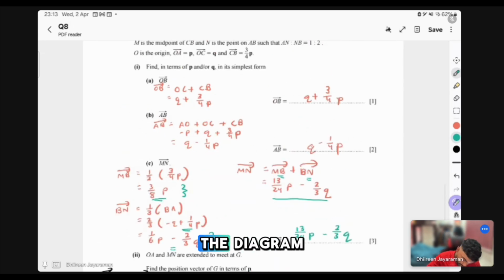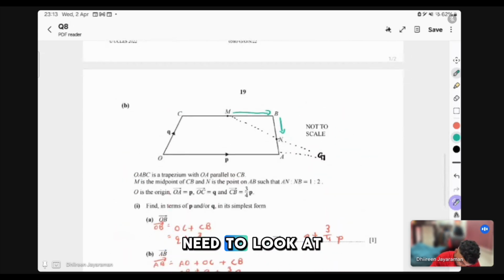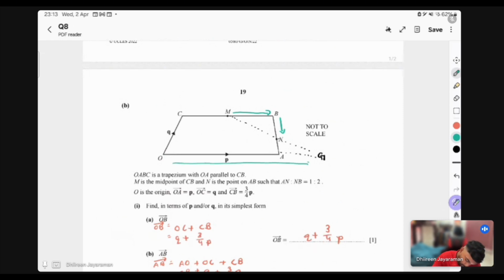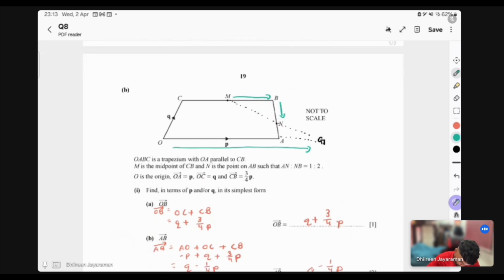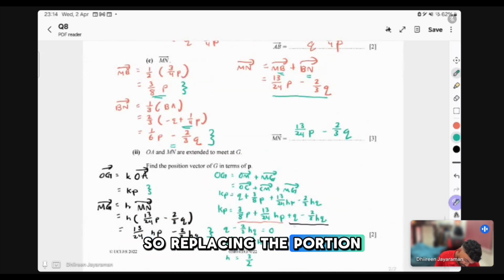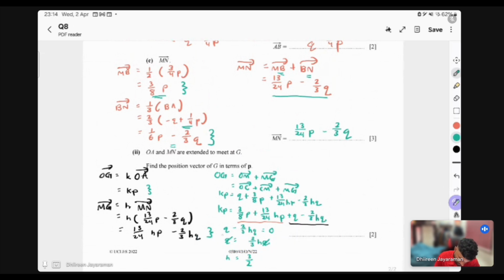Now looking back at the diagram, we need to look at the line OG, which is a straight line horizontally, which doesn't have q. So you know that the q part equals 0. Replacing the portion of q, adding them up together, the black line equals 0. Solving this will give you the value of h, and h equals 3 over 2.